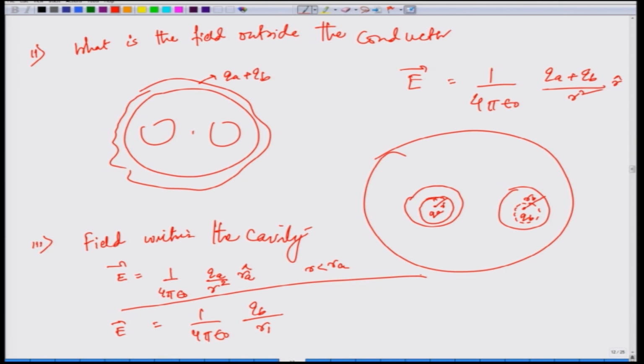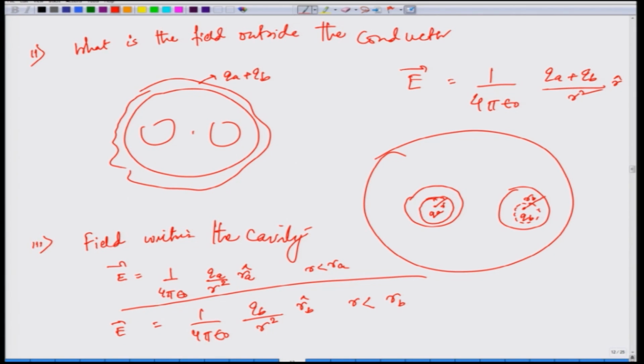Similarly here, this is Q by R square RB cap, but the condition is R should be less than RB. So these are the electric fields inside the cavities. And the force on QA and QB: we know that this is a conductor, so it will have already incorporated negative charge here. So the force on QA and QB will be 0. It seems that QA will never see QB, and similarly QB will never see QA.